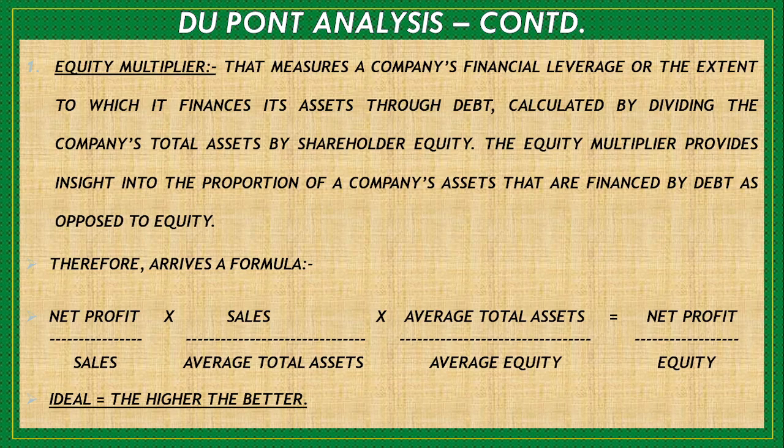The equity multiplier provides insight into the proportion of a company's assets that are financed by debt as opposed to equity. Therefore arrives a formula: net profit divided by sales multiplied by sales divided by average total assets multiplied by average total assets divided by average equity, which is equal to net profit divided by equity. Ideal, the higher the better, of course.